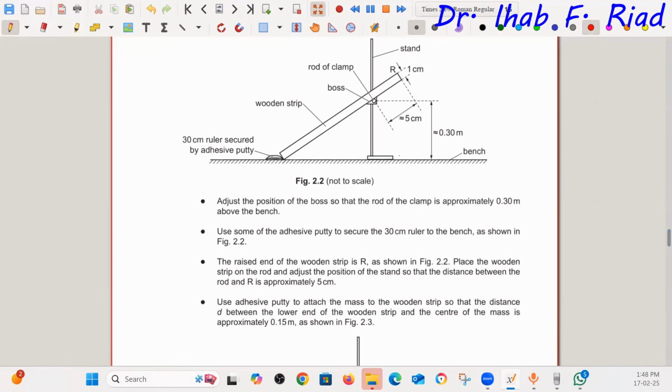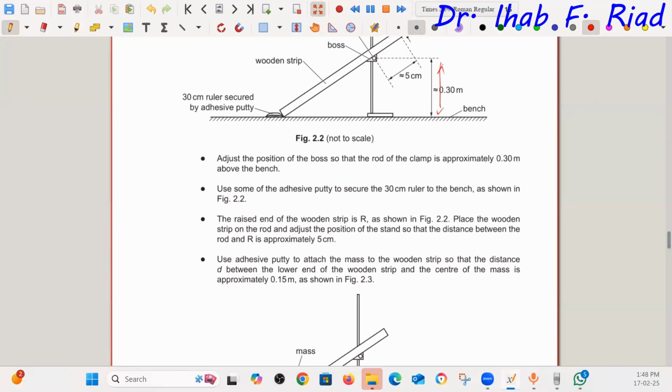He's telling us to adjust the position of the boss so that the rod of the clamp is approximately 0.30 meters above the bench. Okay, he's telling us to set this height to 30 centimeters. Use some adhesive putty to secure the 30 centimeter ruler to the bench as shown in figure 2.2.